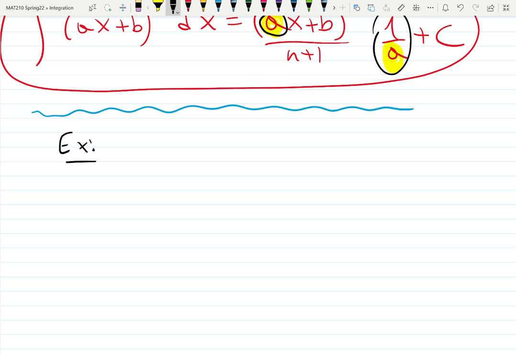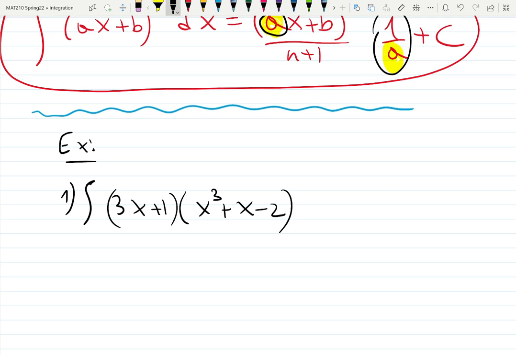3x squared plus 1. Integral of 3x squared plus 1 times x cubed plus x minus 2 raised to the 9 dx. How about this one? Question number 1, how to solve it? Answer using U-substitution.